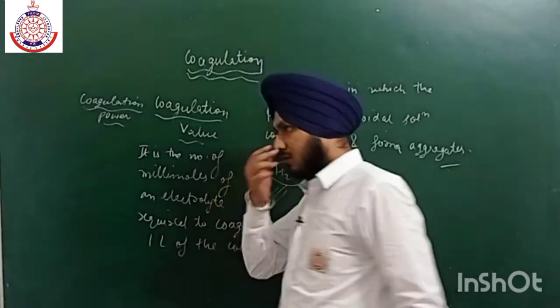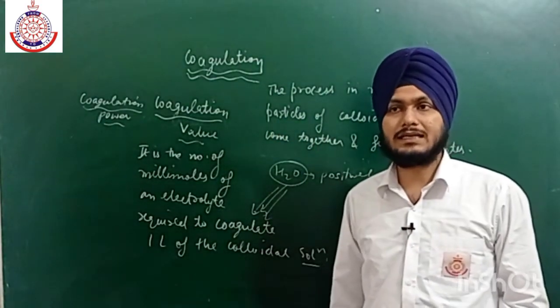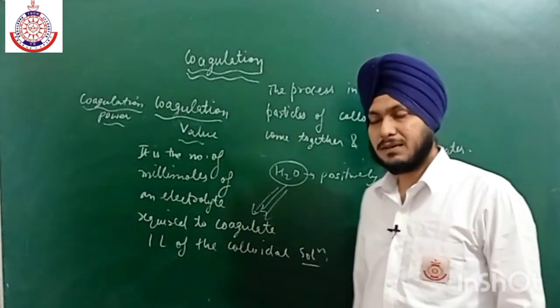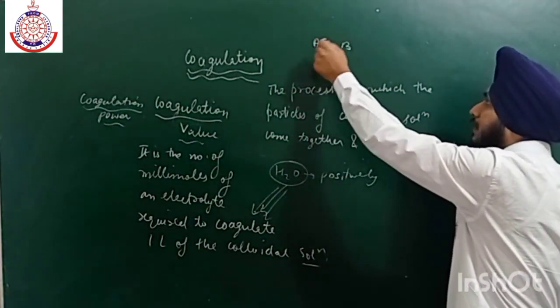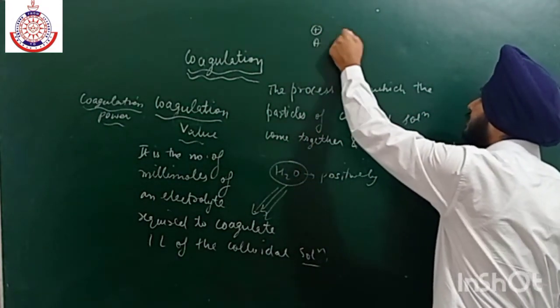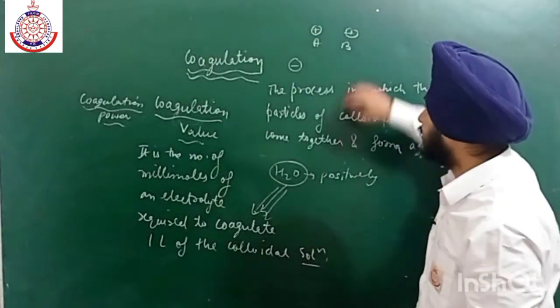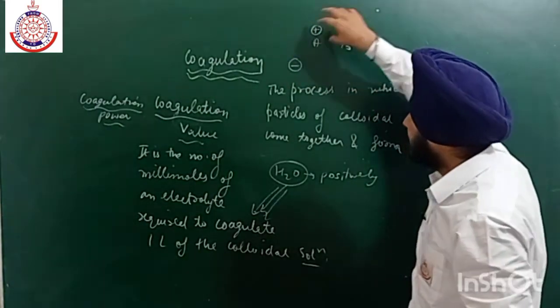Because coagulation power जो है वो strength बताता है किसी एक electrolyte की, how easily can it coagulate any other. Okay, so if, for example, we have two electrolytes A and B, and these two are positively charged and we have a negatively charged colloidal solution, so these can easily coagulate because they are of opposite charge.